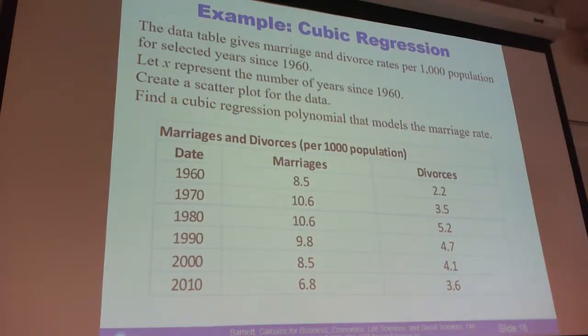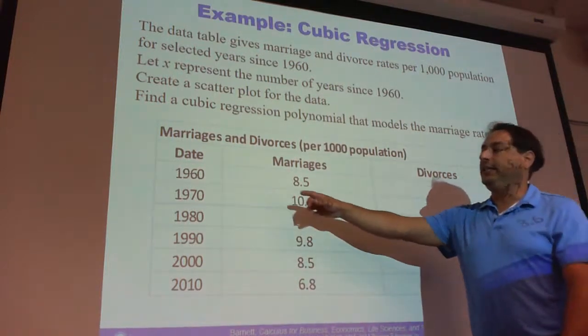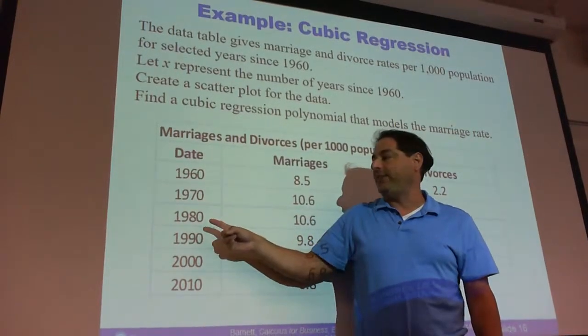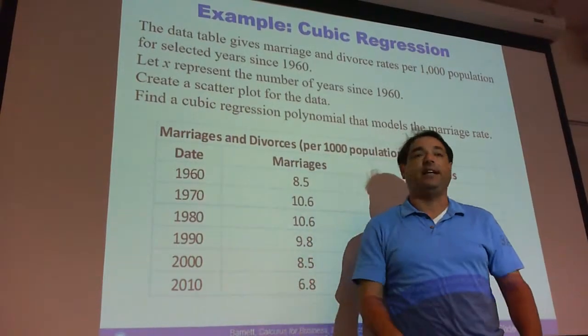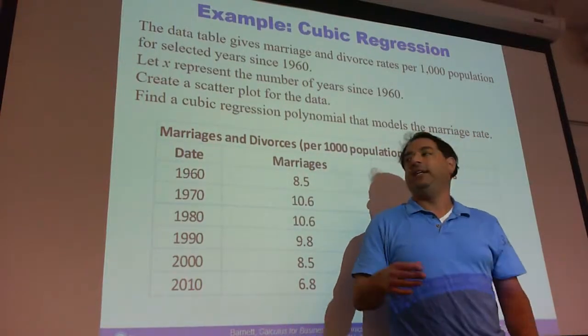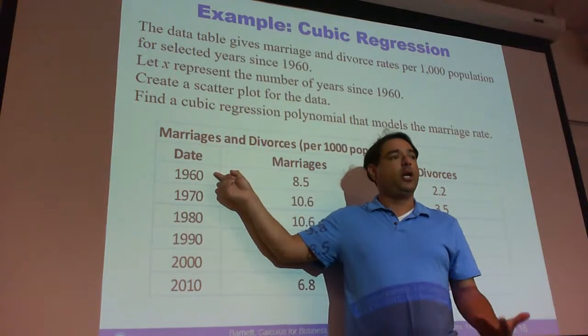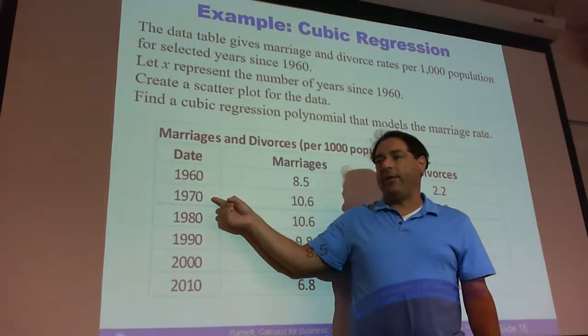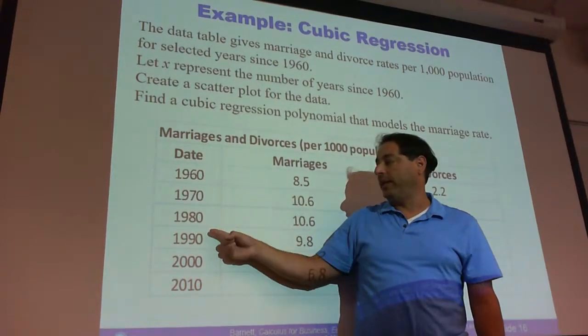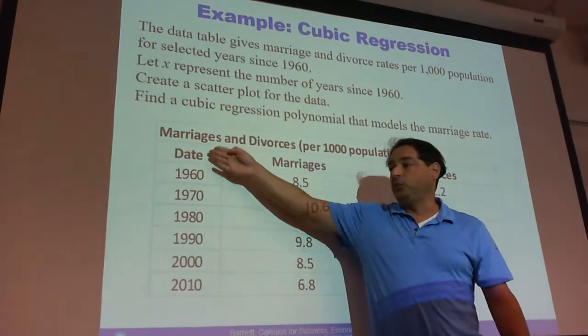So here's the deal. We're looking at dates, and we're looking at marriages. The more we do, the better we get at it. So I'm going to ask you to go to your calculator, and in list 1, we're going to put the dates. But we're not going to put 1960, 1970, 1980, 1990, 2000, 2010. We could. But the way the book likes it and the homework likes it, instead of calling it 1960, we're going to call it 0. And then what are we counting by? Tens. So we're going to put 0, 10, 20, 30, 40, 50 in list 1.